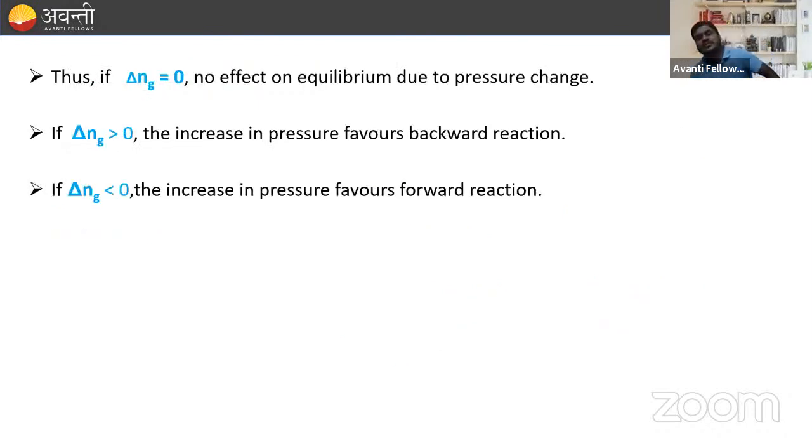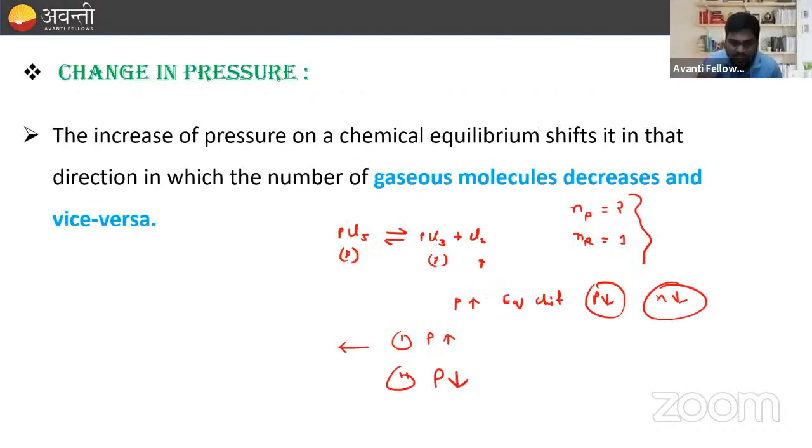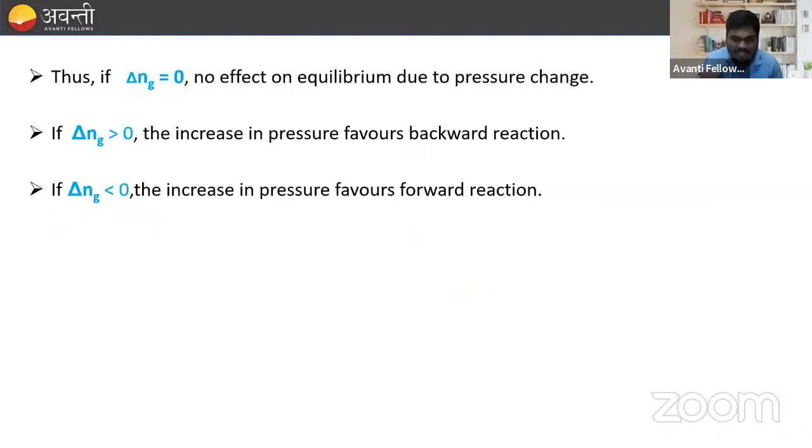Now, if Δng is equal to 0, there is no effect on the equilibrium due to the pressure change. If Δng is greater than 0, then an increase in the pressure will favor the backward reaction. We already discussed this: if you increase the pressure, the equilibrium shifts to where the pressure is low, or the number of moles is low, which is the backward direction. If Δng is less than 0, then increasing the pressure favors the forward direction. So always remember, this is all calculated on the basis of Δng.